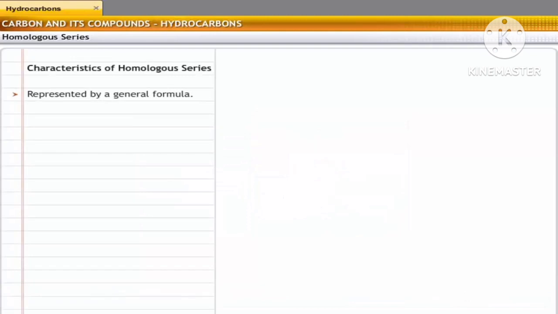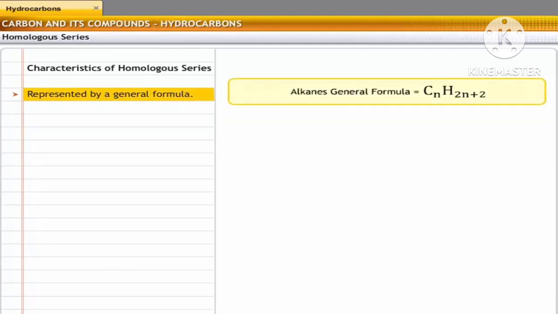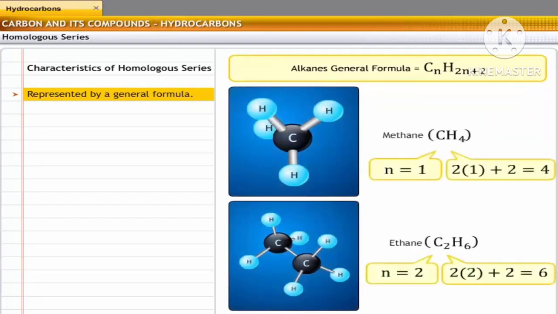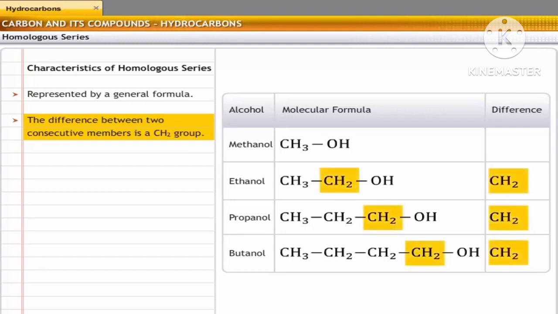Let's now analyze the characteristics of a homologous series. A general formula is used to represent a homologous series. For example, alkanes can be represented by a general formula CnH2n+2. In any homologous series, the difference between two consecutive members is a CH2 group. For example, in the family of alcohols, the consecutive members differ from each other by a CH2 group.